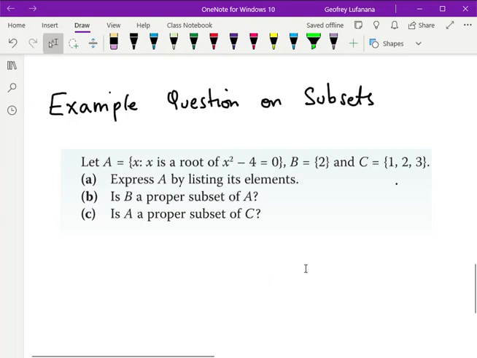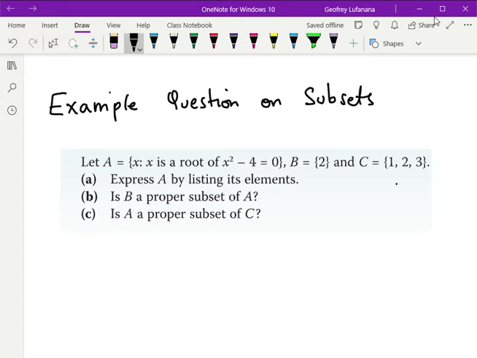Welcome. In this video, I'll be discussing an example question on subsets. Here we have that set A is x such that x is a root of the equation x squared minus 4 is 0, and set B has one member or element, which is the number 2. Set C has three members, that's the numbers 1, 2, and 3.